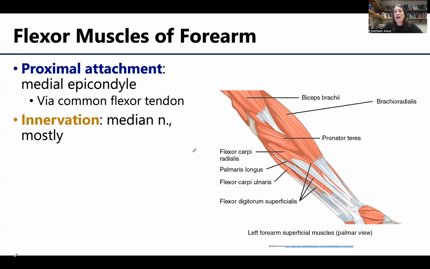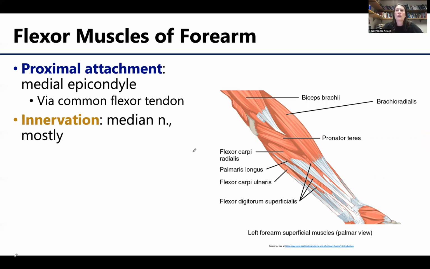All right, moving right along to the forearm. Whereas there were bigger, more robust muscles associated with the arm, we have smaller muscles in the forearm, but way more. There are so many muscles in the forearm, and we're going to talk about some of them, certainly not all of them. And we'll talk about some common themes.